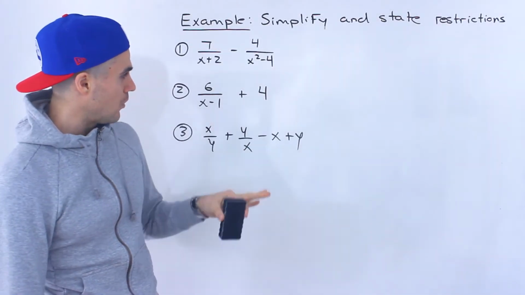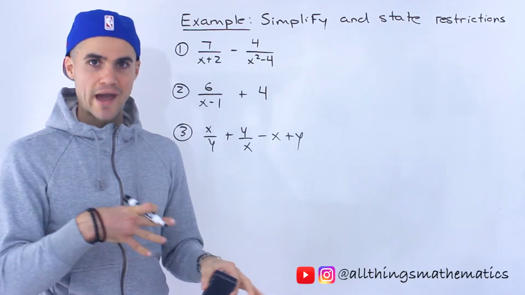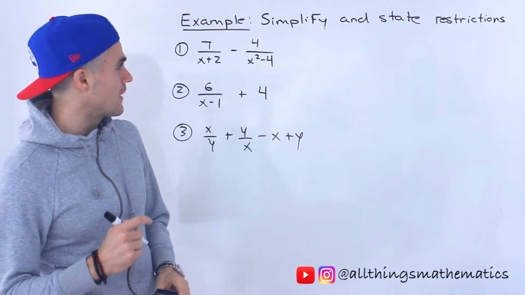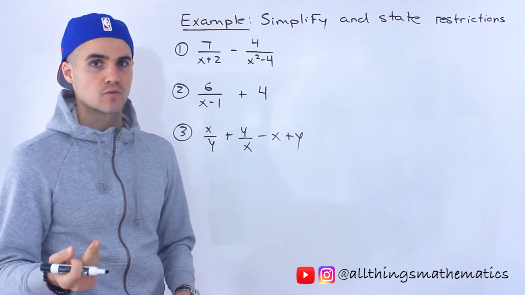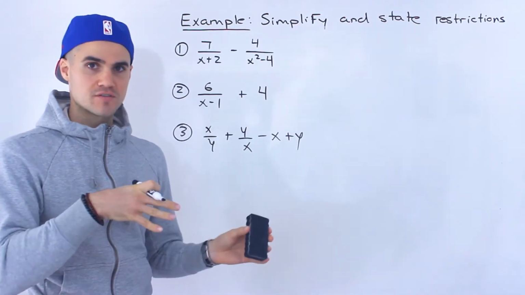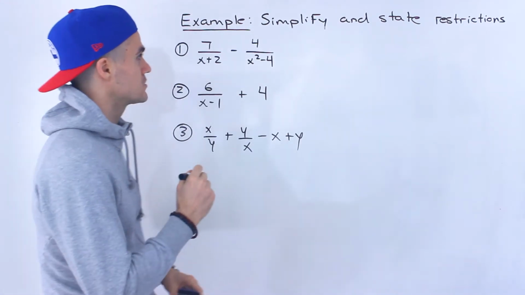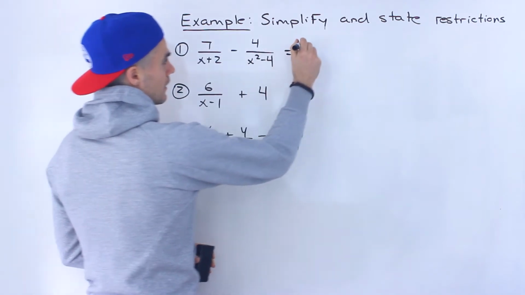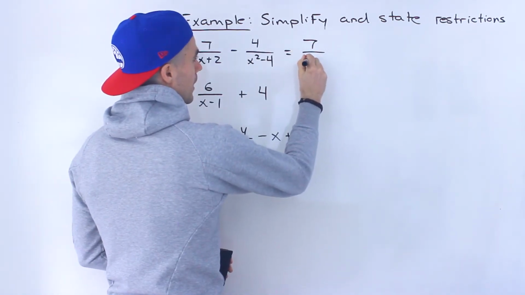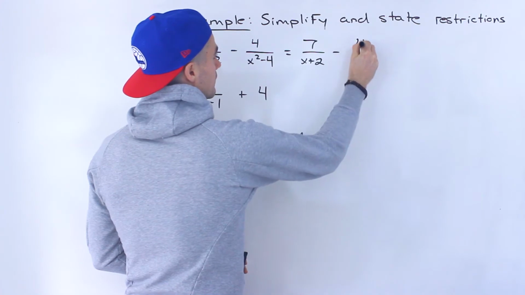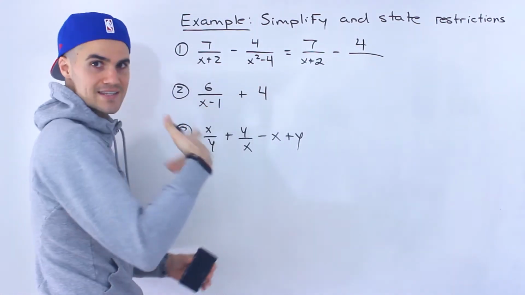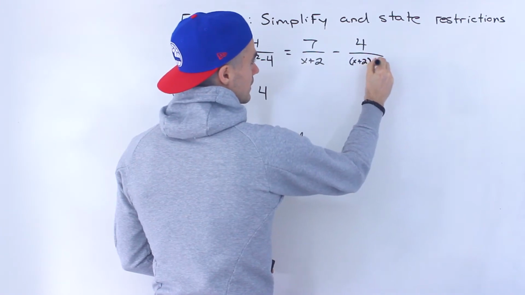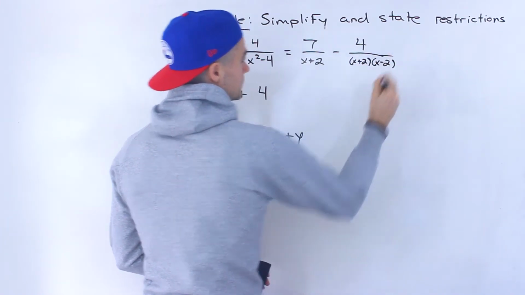Got a couple more rational expressions that we're adding and subtracting, that we're going to have to simplify. So starting with number one, we've got 7 over x plus 2 minus 4 over x squared minus 4. As I did in the previous video, same exact steps. I'm going to first factor anything I can. Notice here, nothing can factor, but this x squared minus 4 is a difference of squares. That factors into x plus 2 and x minus 2.